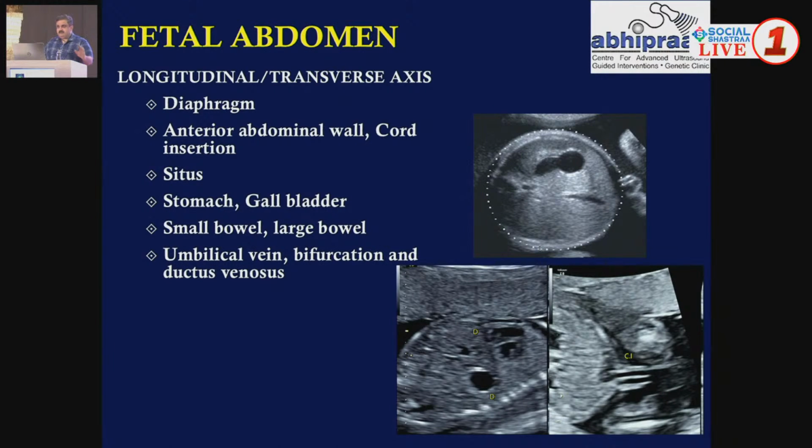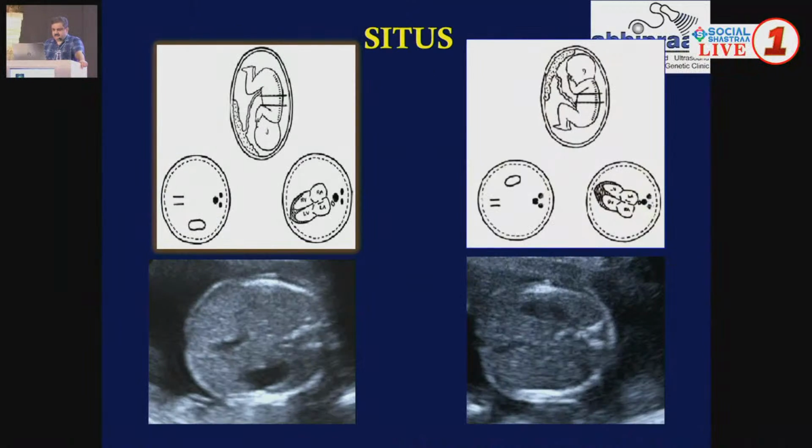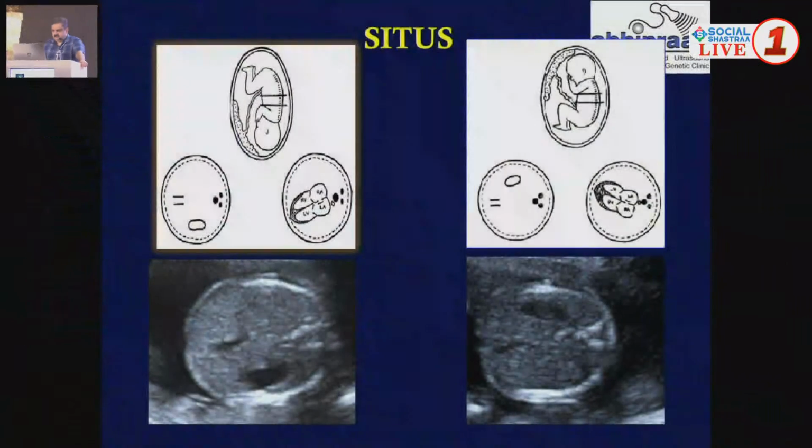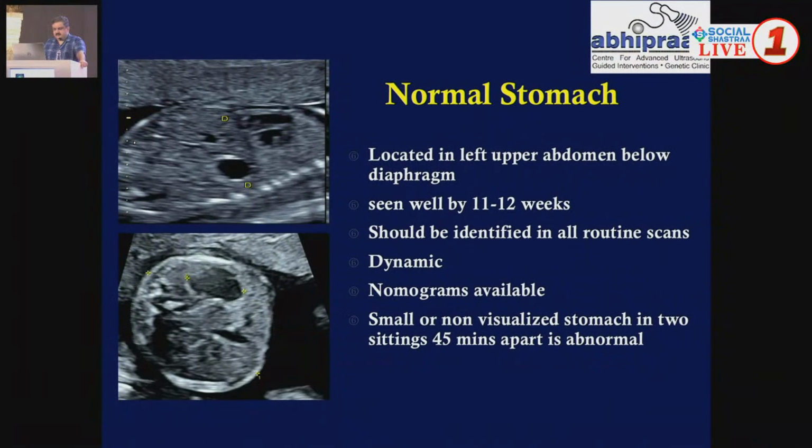So in the fetal abdomen, apart from the GIT, you also have to look at other structures, namely the gallbladder, the bowel, the small and the large, and of course the situs. Situs, though we know the formula, I personally believe that if you can imagine yourself as a fetus, it helps identify the situs in a much more accurate way. The stomach is located in the left upper abdomen below the diaphragm. That's a normal location, seen always beyond 11-12 weeks, and should be identified in a routine scan.